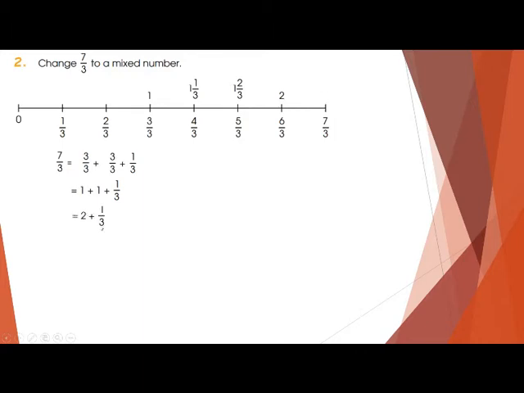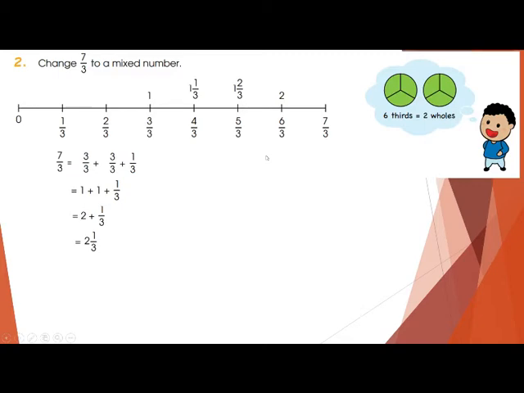And how can you write 2 wholes and 1 third in the form of a mixed number? You will write like this. Look at this. 6 thirds is equal to 2 wholes. Okay, so this value will be 2 wholes and 1 third, like this. This is one whole and 1 third. So it will be 2 wholes and 1 third.